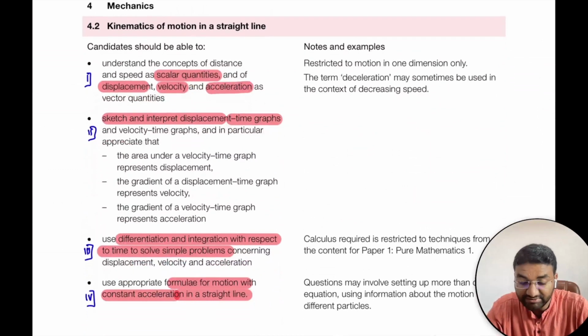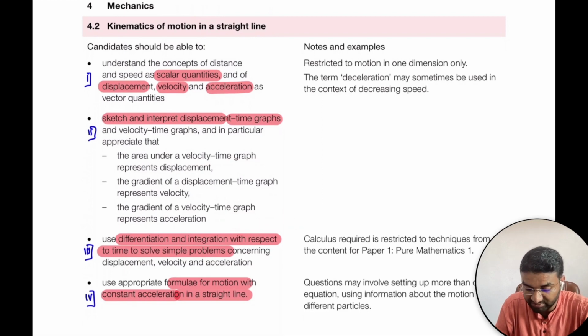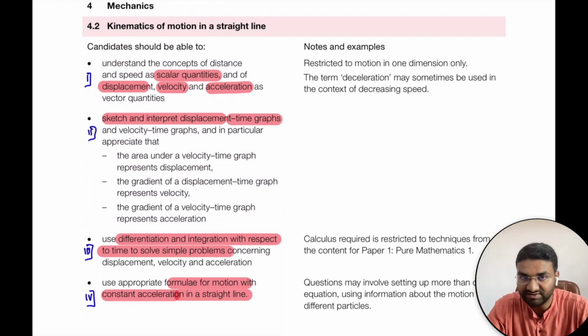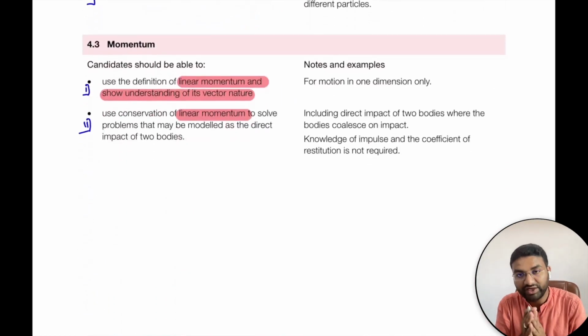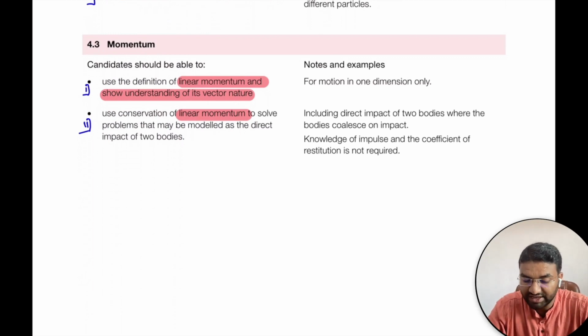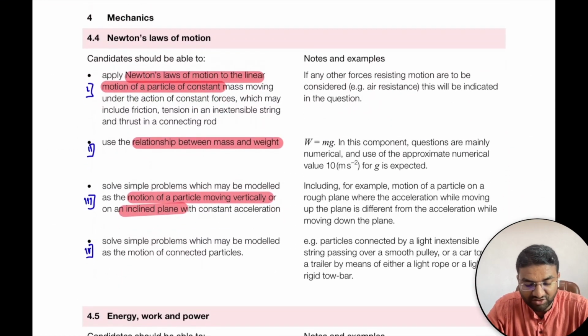Then the second topic, dynamic equations of motion: scalar quantities, displacement, vector displacement. Then sketch and interpret the displacement time graph and velocity time graph. Then differentiation and integration with respect to time. We have to use those concepts, differentiation and integration, here as well to solve the equations. Then next we have momentum, just linear momentum, and understanding the nature of vector. Then next Newton's law of motion, how we can apply it to solve the equation, which is very important in this topic.